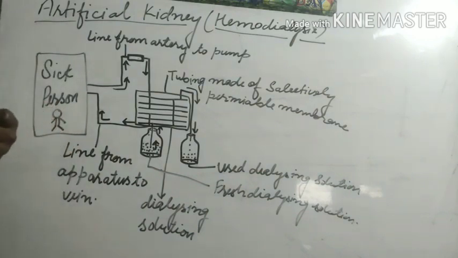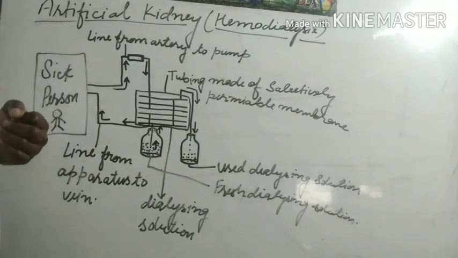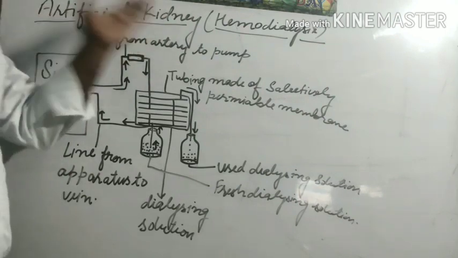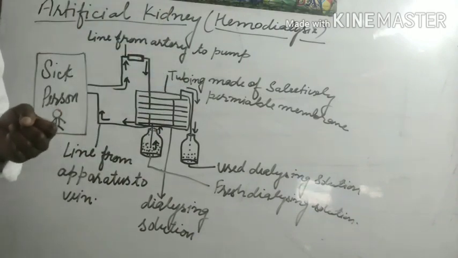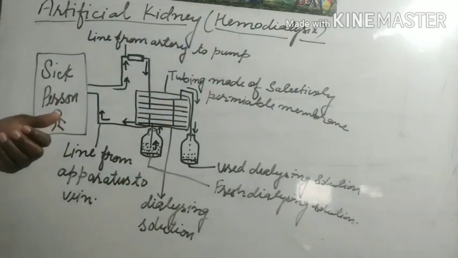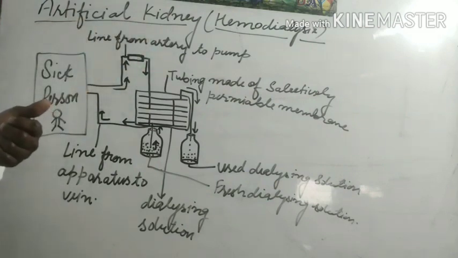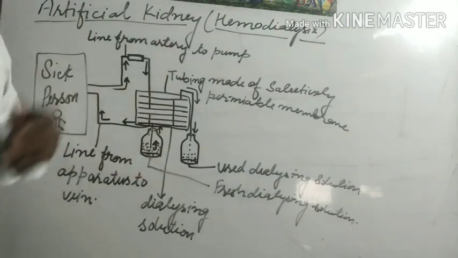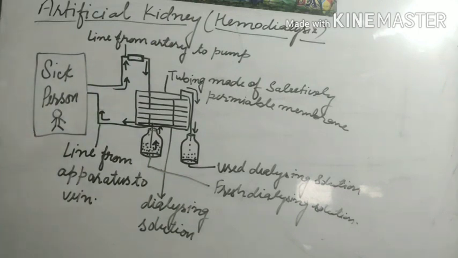In this situation, people who are suffering from kidney problems use treatment with the artificial kidney. This artificial kidney works like the kidney, but it is not 100% like the kidney. The reason is that it is artificial. There is a treatment of kidney by using this hemodialysis.